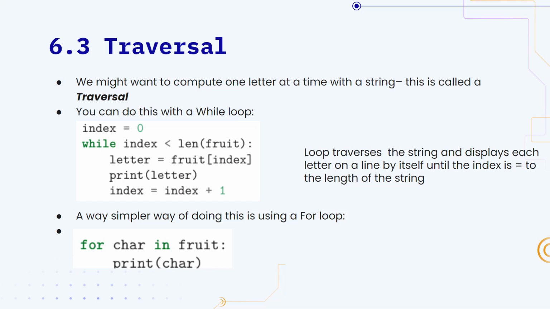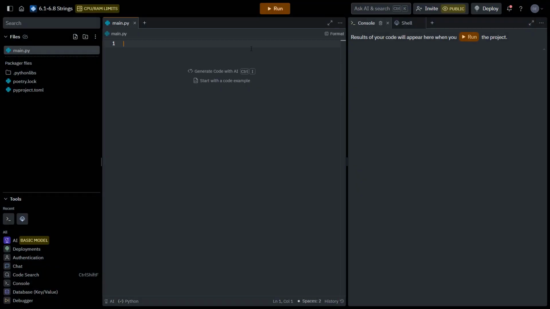So in some cases, we might want to compute one letter at a time with the string, and this is called traversal, where we look at each letter and determine if we want to do something with it. You could do this with the while loop, or you could do this with the for loop. And I'll show you both methods, as well as potential uses for traversal. So first, let's see how to traverse.